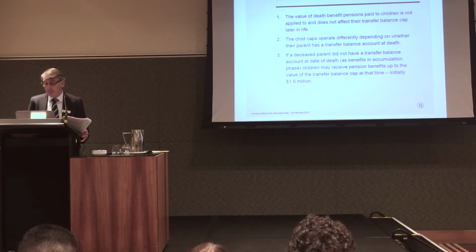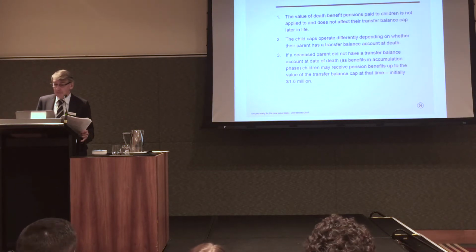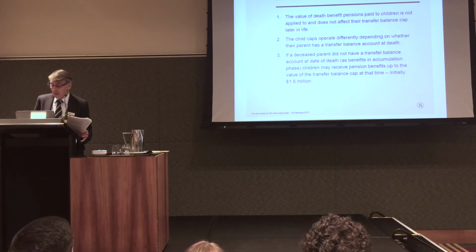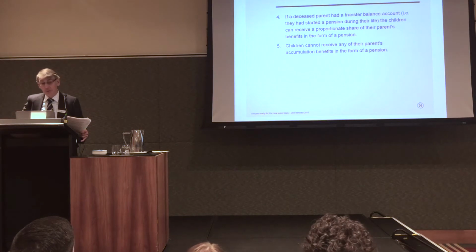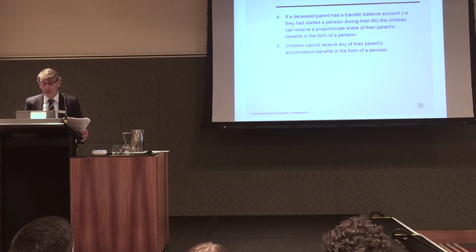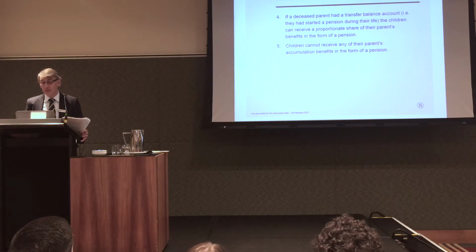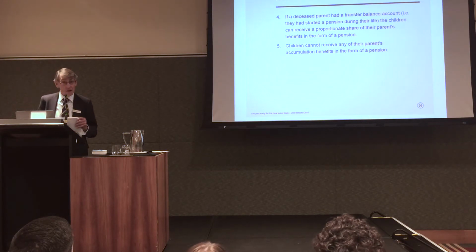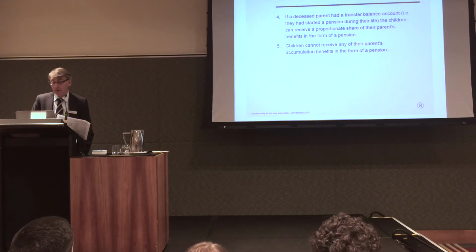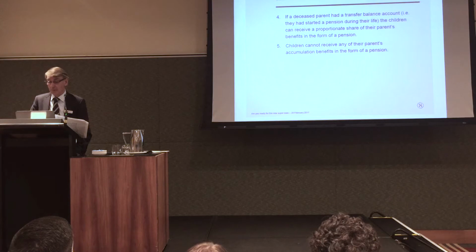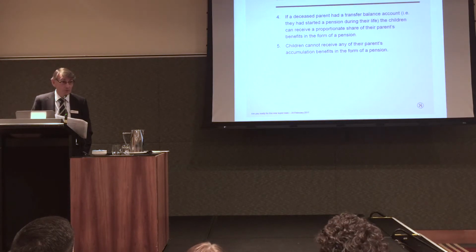the children may receive pension benefits up to the value of the transfer balance cap at that time, initially $1.6 million. That's not allowing for indexation. If a deceased parent had a transfer balance account, that is, they had started a pension during their life, the children can receive a proportionate share of their parents' benefits in the form of a pension. Children cannot receive any of their parents' accumulation benefits in the form of a pension. Now, when I say children here, I mean children who qualify and they need to be under the age of 25 years.